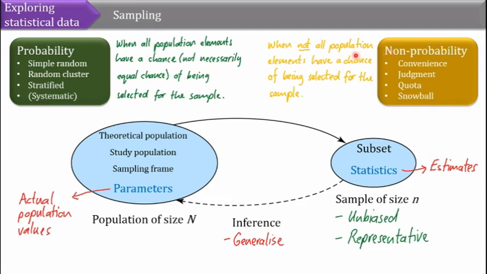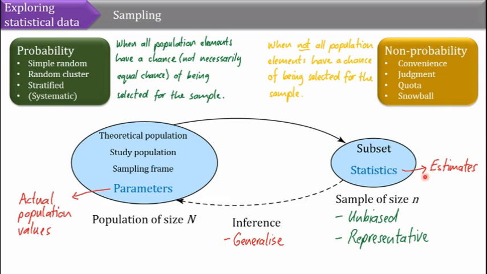Non-probability sampling is when not all the elements have a chance of being selected. We have our subset that comes from our population. The things that describe the population are called parameters. We can't measure them because usually populations are too big, so that's the reason for the subset. When we have our subset, we calculate the properties of the subset and we call those statistics.